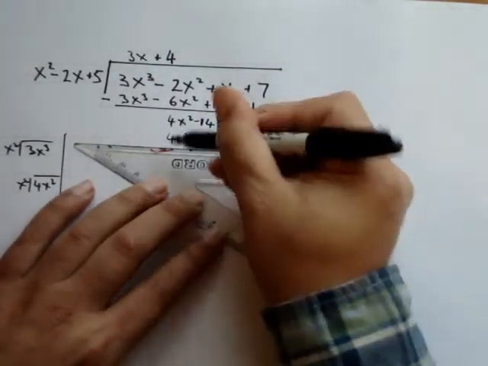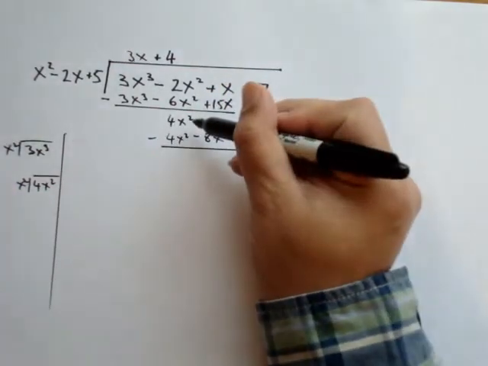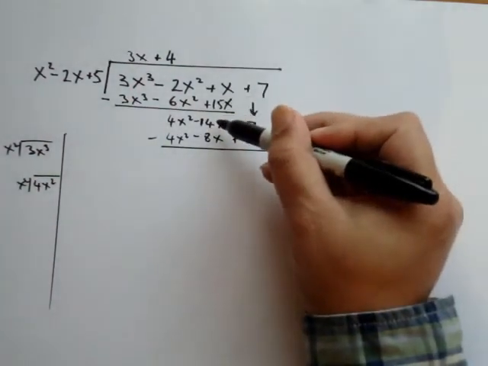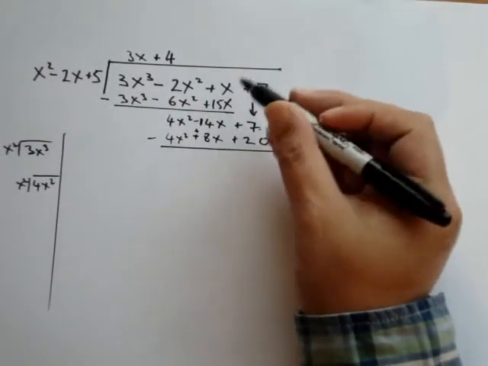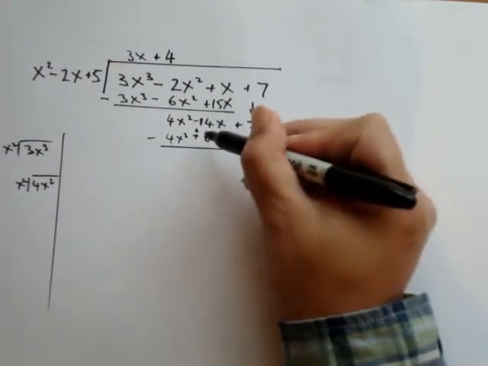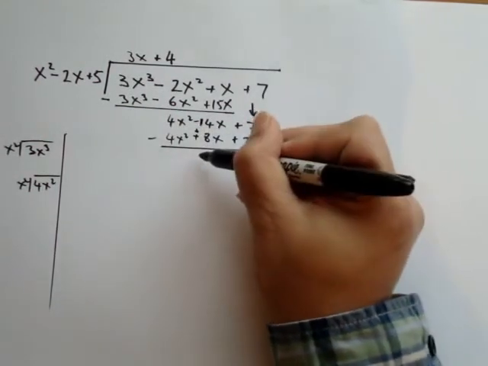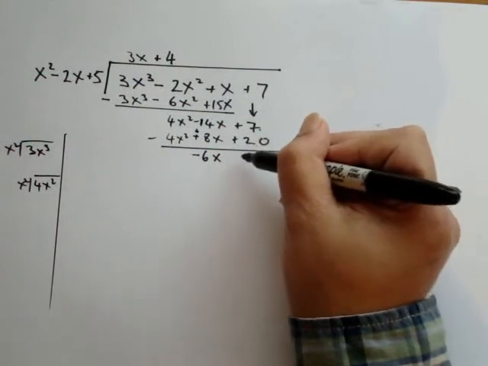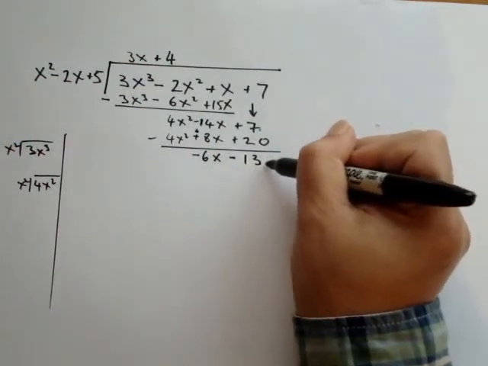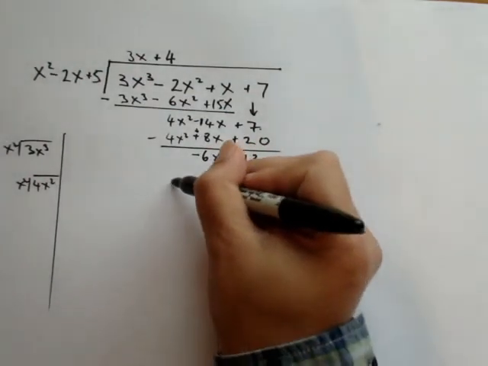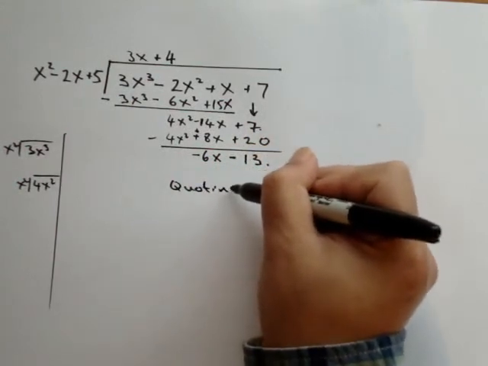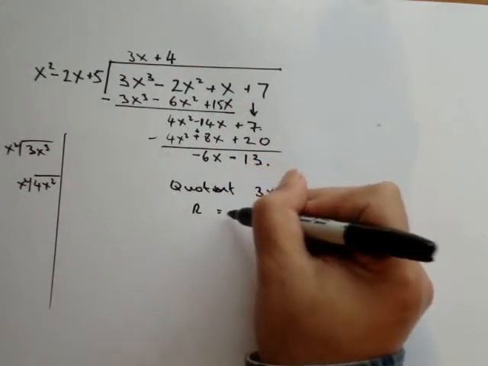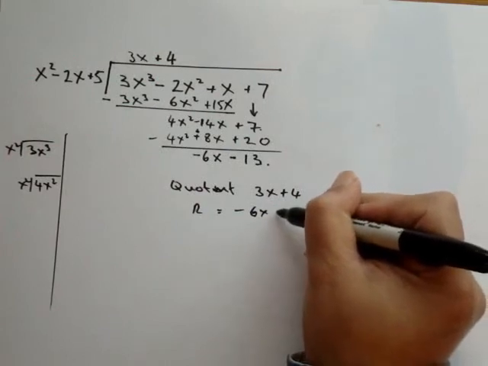Now we subtract again. 4x squared minus 4x squared, when we subtract these two positives we get 0, so leave that blank. Minus 14x minus minus 8x, so we're doing a plus, that would give us minus 6x, and then our plus 7 minus 20 is minus 13. So as a quotient we have 3x plus 4, and as our remainder we have minus 6x minus 13.